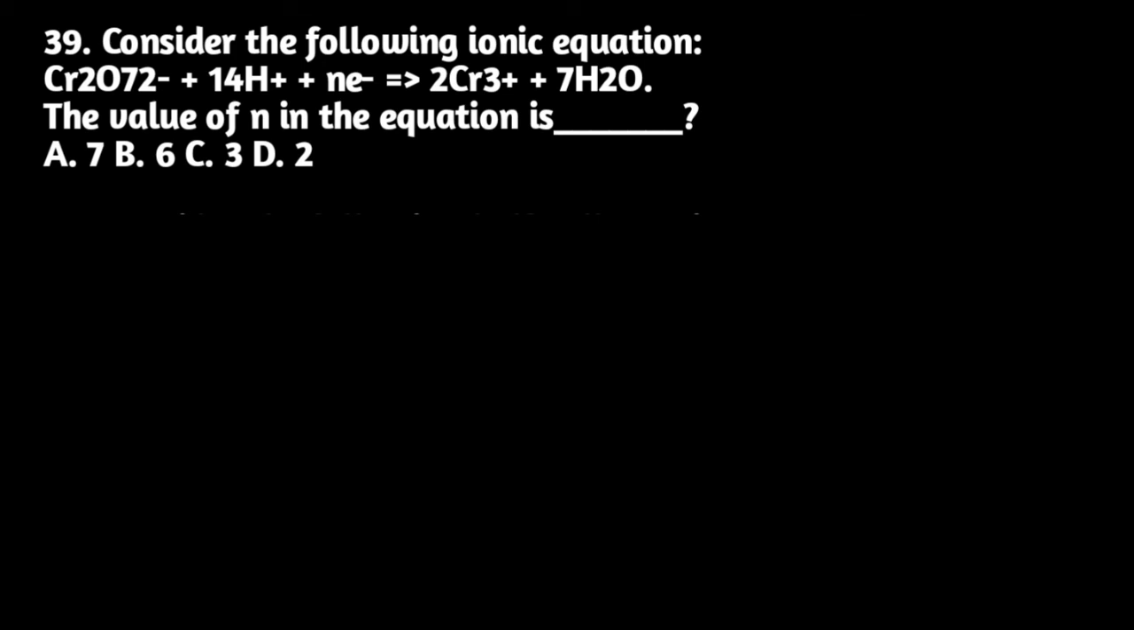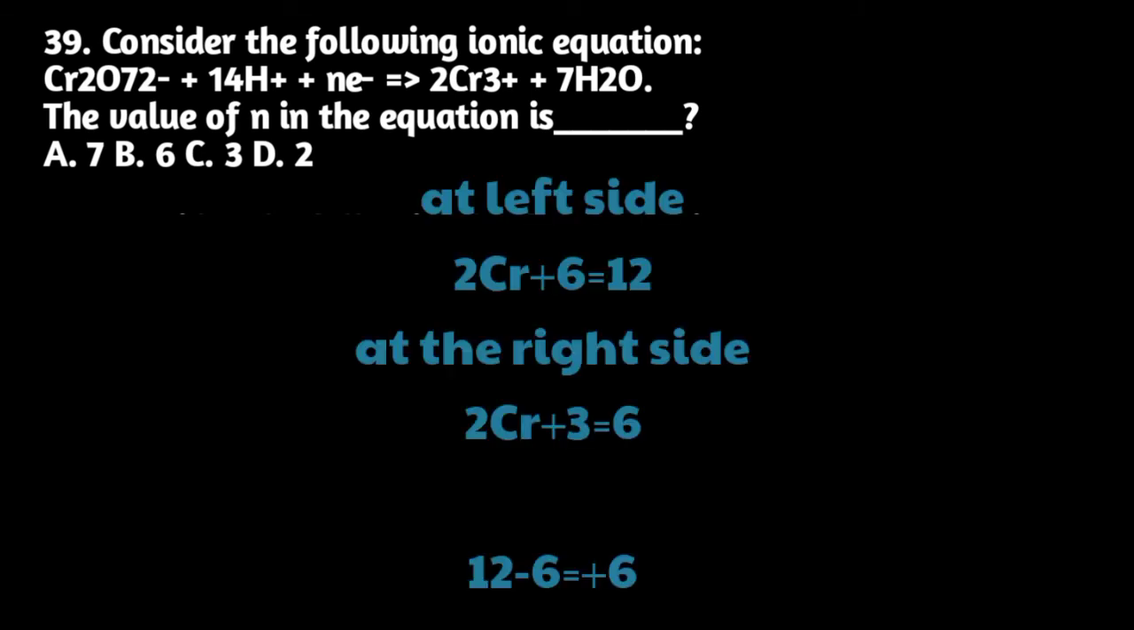Okay, look over here. This is chromium 6, and we have 2 chromiums there. That means that 6 times 2 will give us 12 electrons. And the other one is chromium 3, and it has 2 of them. That is going to give us 6. 12 minus 6 is supposed to give us 6. n will give us 6, as you can see on the screen.